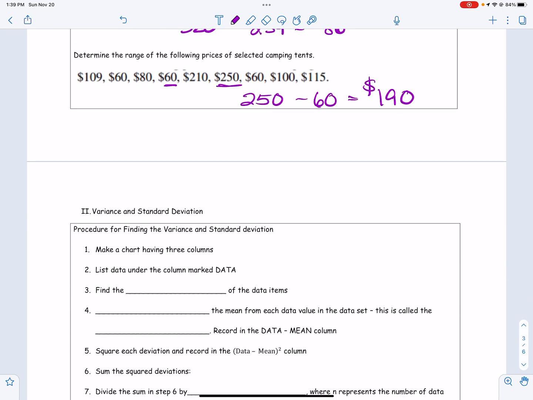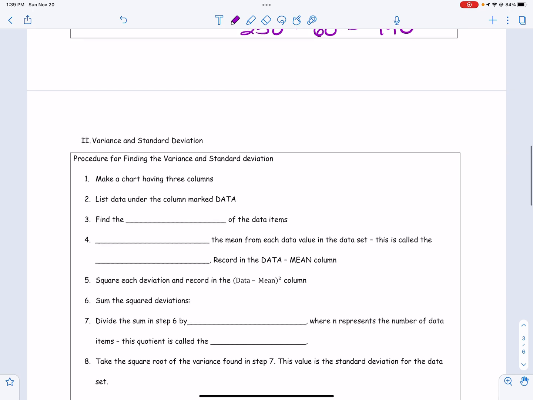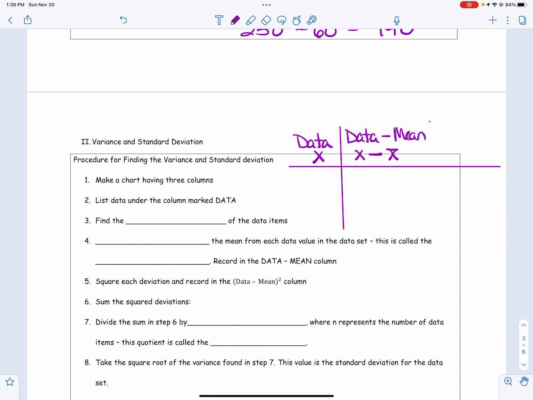All right, so now when we go into finding the standard deviation, we've got this long process of finding it. And to start us out, we are going to make a 3-column chart. And so the first column is just going to be listing our data points that we call X. Then we're going to have our data minus the mean, or X minus X bar, in the second column. And this is what we call the deviation. That's how far away that data point is from the mean.